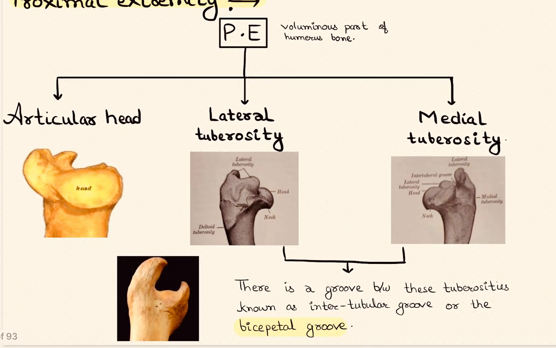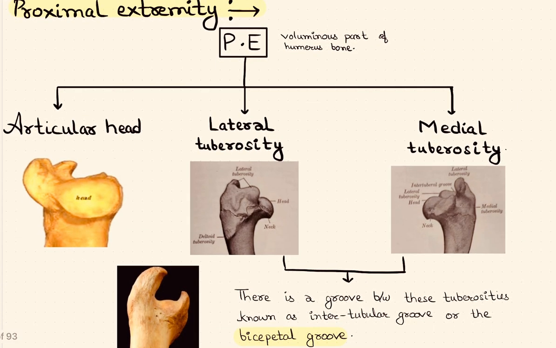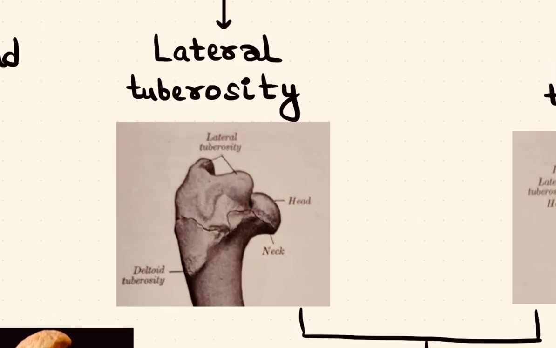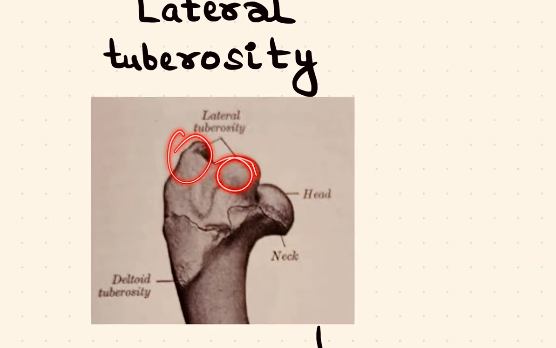Now the proximal extremity is present towards the body junction, and it is voluminous, like it is heavy. It possesses three things. What are these three things? The articular head, this is the articular head. The lateral tuberosities, these are the lateral tuberosities. How did I know these are lateral tuberosities? Because here the deltoid tuberosity is present. Wherever there is a deltoid tuberosity, that surface would be lateral. So these tuberosities on the proximal end would be lateral tuberosities.